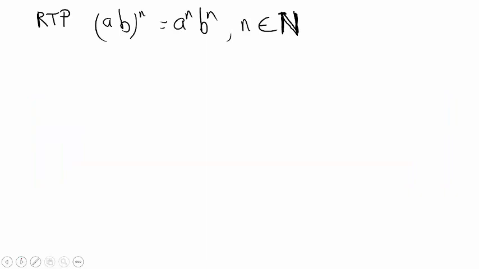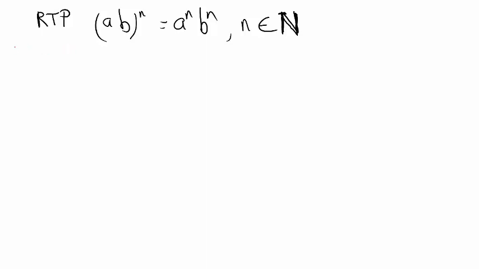Here's an example of proof by induction. We're required to prove that (AB) raised to the n equals A to the n times B to the n, n being natural numbers. Okay, so we need to try a base case. Base case is when we try n equals 1, and usually it's n equals 1. In this case it definitely is, and we want to see if the first domino falls.